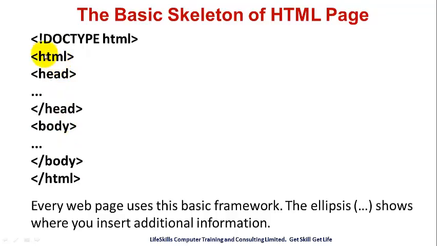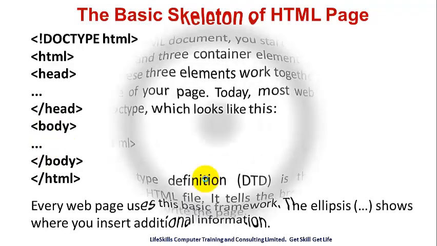You discover that we have opening HTML. The HTML is the last one to close. We follow by head, but immediately we close head. Under head we have body, then we close body. So this symbol, ellipsis, it means you can put some other tag in between opening head and closing head. And in between body and closing body, you can put some other tag. So that is the meaning of that.